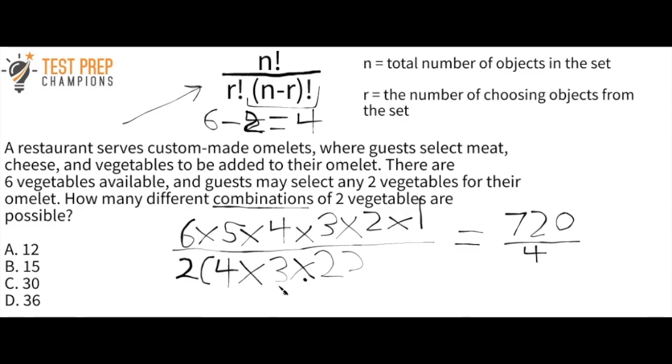All right, because you'd want to technically start with what's inside the parentheses, so you do 4 times 3 times 2, which is 24, times the 2, which is 48. So 720 divided by 48 is 15, and 15 is the correct answer here.